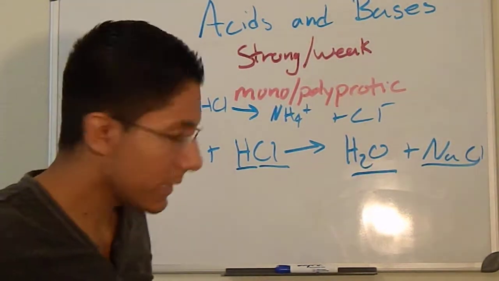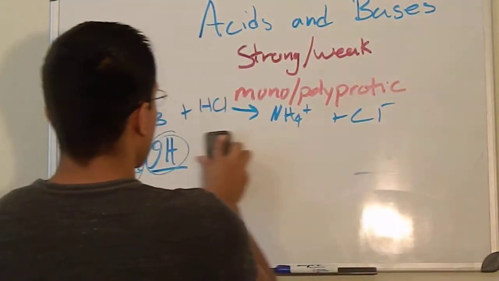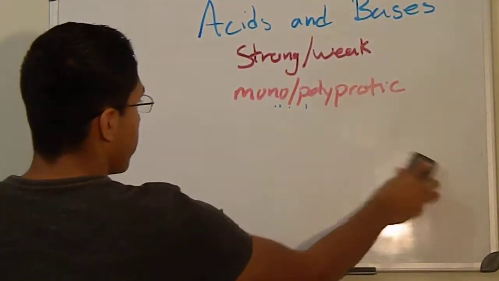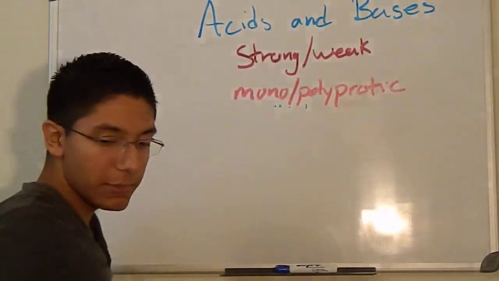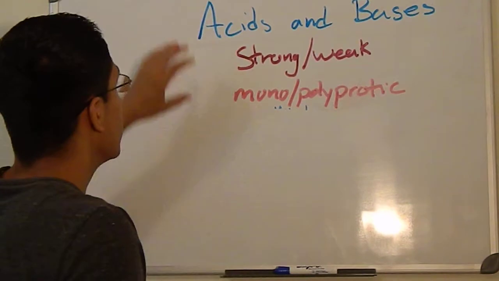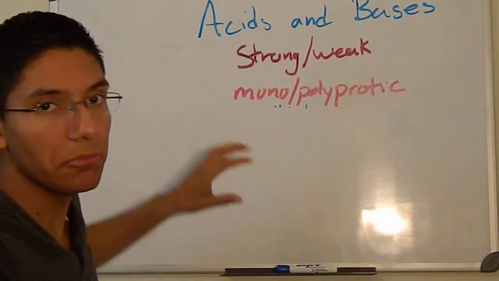Now, the next thing I want to talk about is strong and weak acids and bases. The same as strong and weak electrolytes, the same concept applies. An acid like HCl completely dissolves.